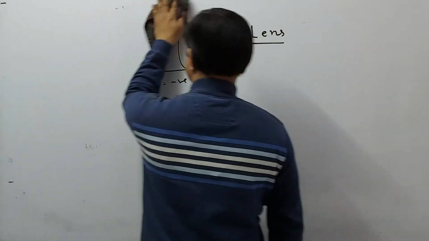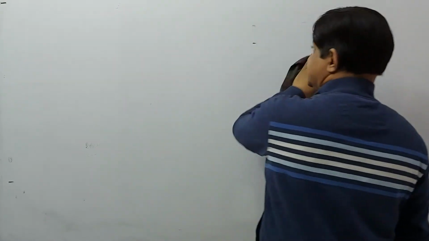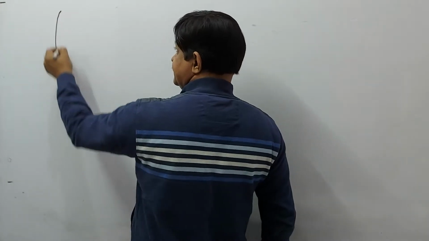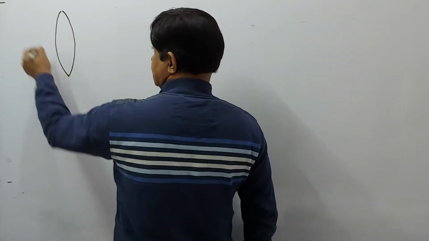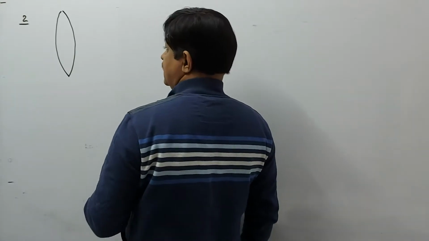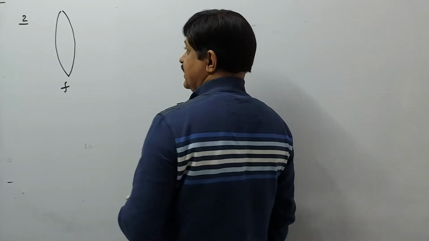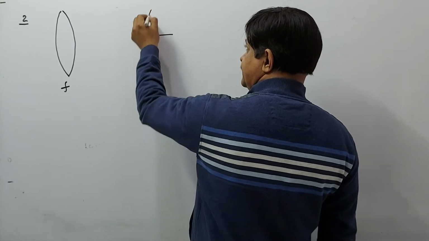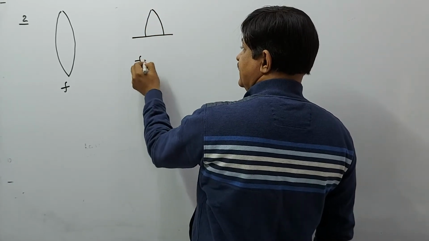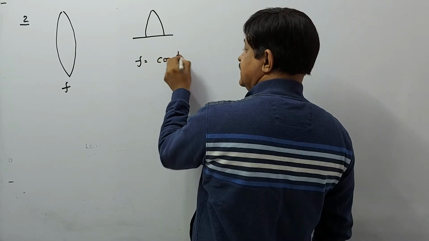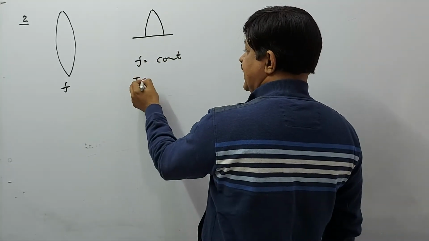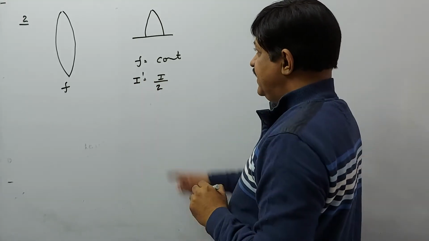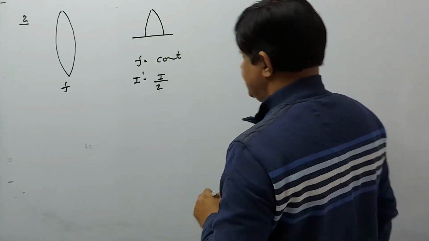Next concept is, if I take the convex lens of focal length f, if I cut it from the middle this way, f remains constant. However, intensity of light will reduce to half of the initial. So f will remain constant if you cut it like this.